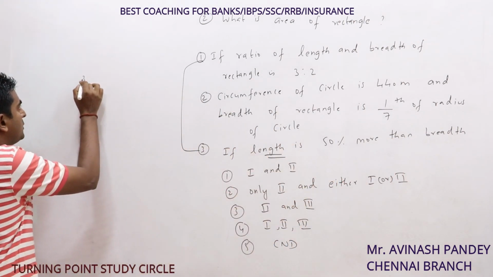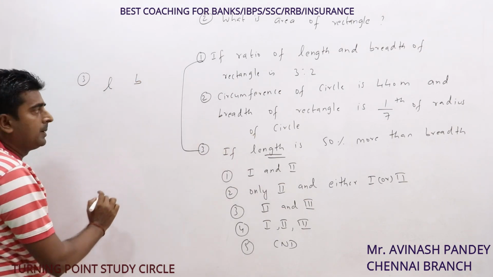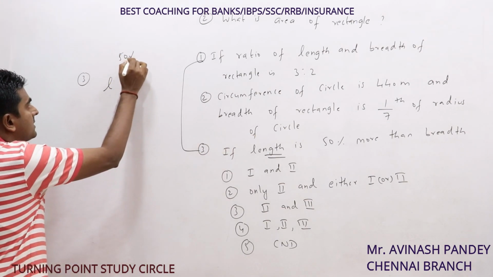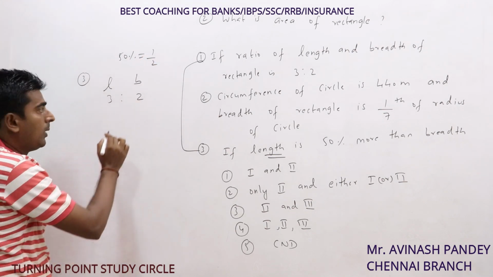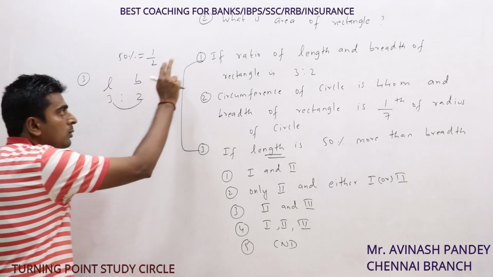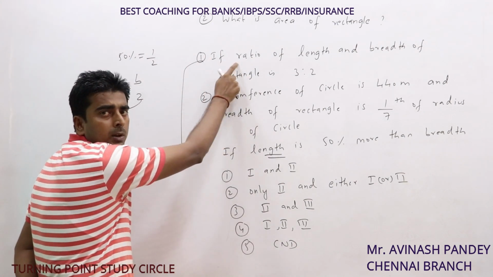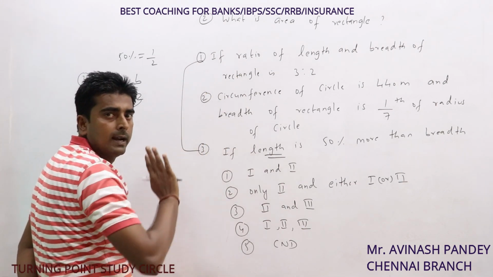So third statement I need to start here. So I'm writing here length and breadth. Length is 50% more than breadth. So again 50% fraction value is nothing but 1/2. If breadth is 2, what about length? 3. So what is my ratio here? 3:2, right? Now when you see the third statement and when you compare with first statement, both are same only, right? Both are same. That means you need either 1 or 3 to get the answer.